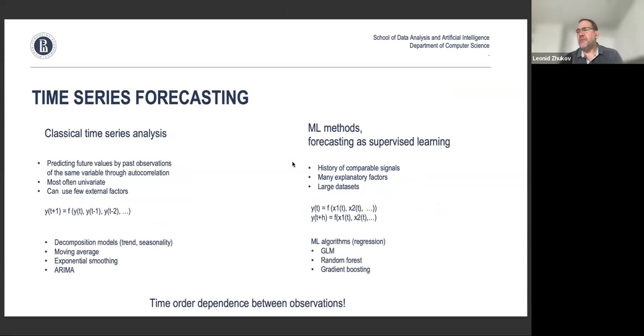Okay, so what methods are available for time series forecasting? Well, there are some very classical methods that are based on the fact that the data points within the time series are very much correlated. In fact, quite often the best predictor for the next value is the previous value, and this is often used as a baseline. If you want to predict the value in the next moment of time, you just take the value in the previous moment of time.